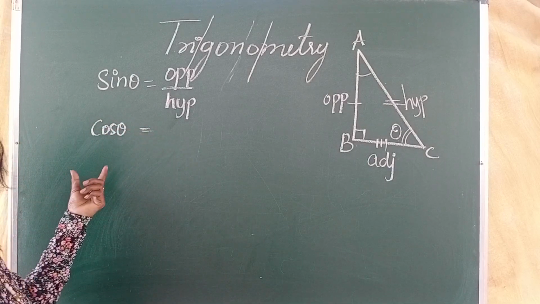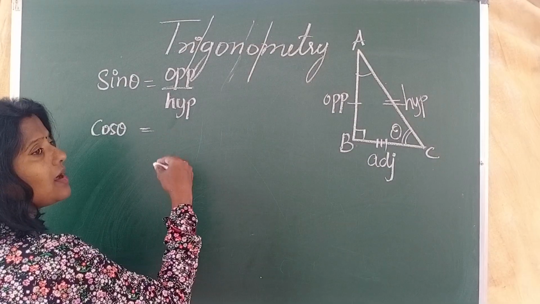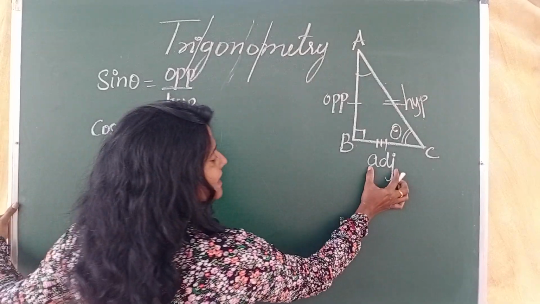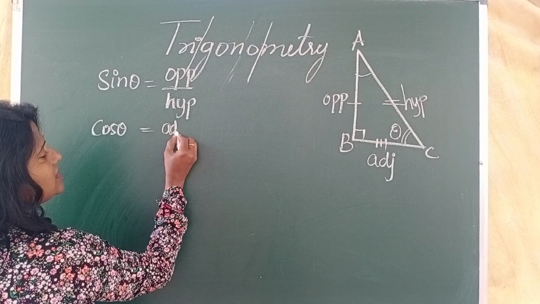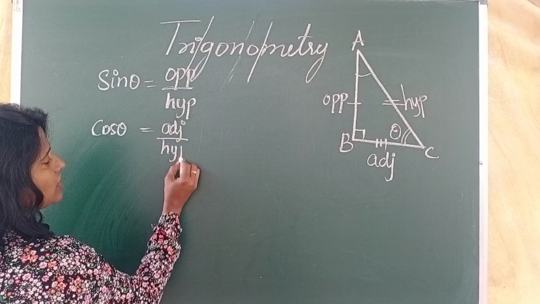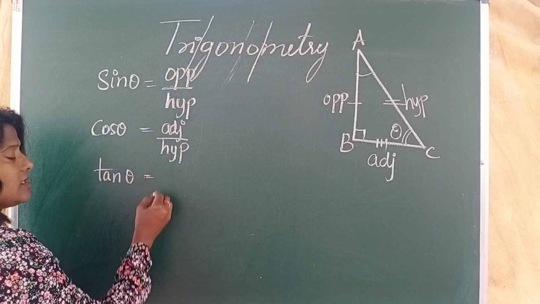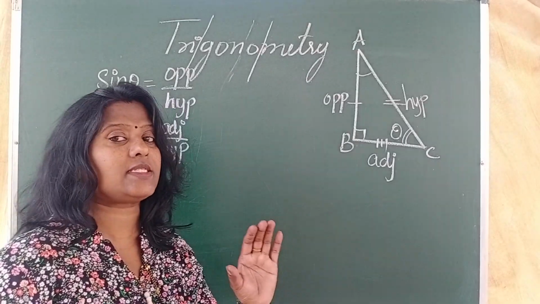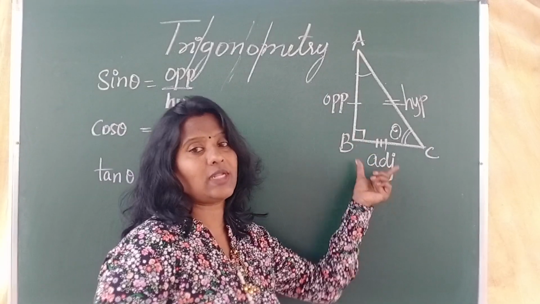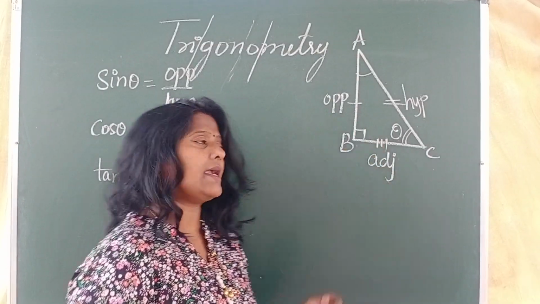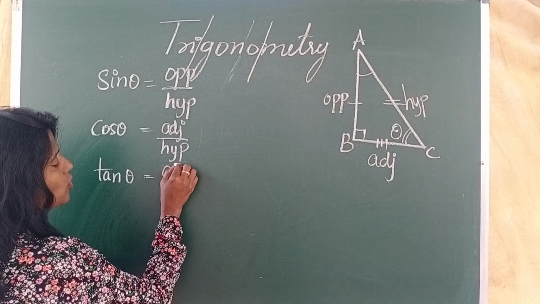Similarly, cos theta. The full form of cos is cosine. Shortly we will call it cos theta, and it is the comparison of the adjacent side with the hypotenuse, smaller side with bigger side, adjacent by hypotenuse. Similarly, tan theta. The full form of tan is tangent. Here tan theta is the comparison of the two smaller sides, opposite with adjacent.